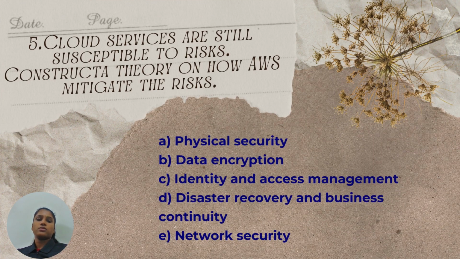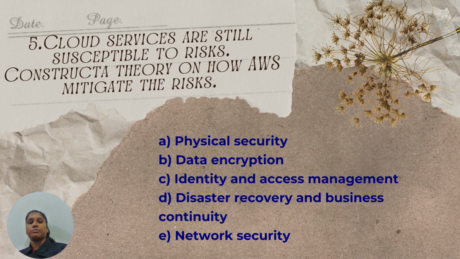Number 5 is about cloud services are still susceptible to risks. Construct a theory on how AWS mitigates the risks. So the first thing is physical security. The access to AWS data centers is tightly controlled through multiple layers of physical security.